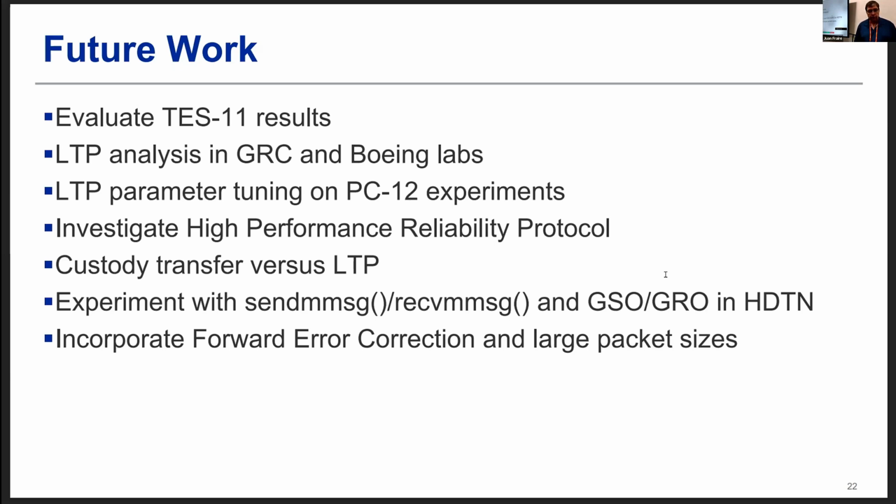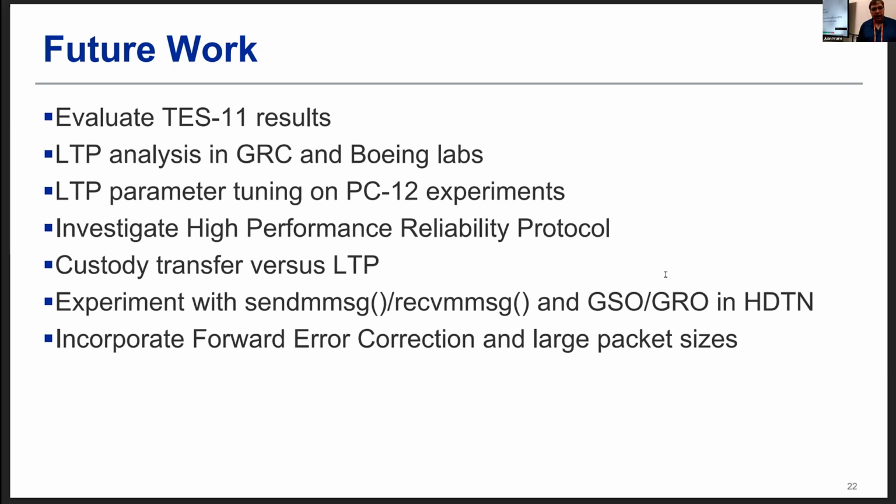We're also interested in LTP analysis continuing between GRC and Boeing. And for our PC-12 experiments that are going on throughout this month, we're going to be trying some LTP parameter tuning, and we're going to look to see if we can reproduce, by increasing the segment size, Fred's work in the flight experiments. And we plan to also investigate HPRP and custody transfer versus LTP.